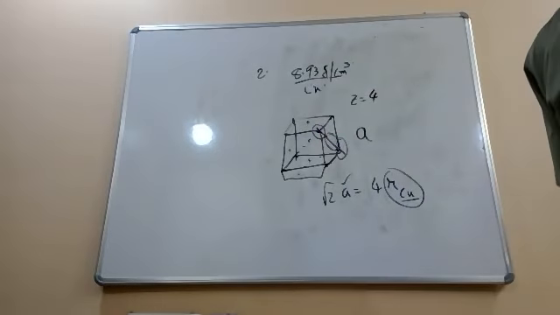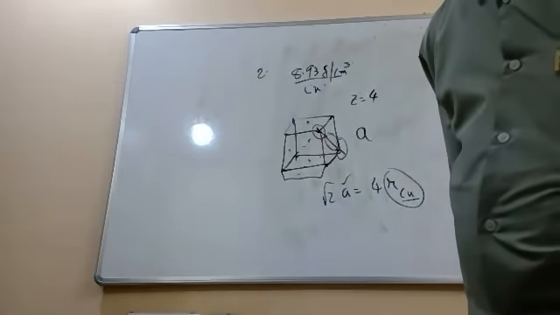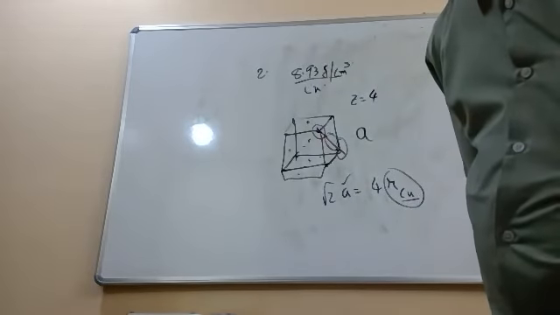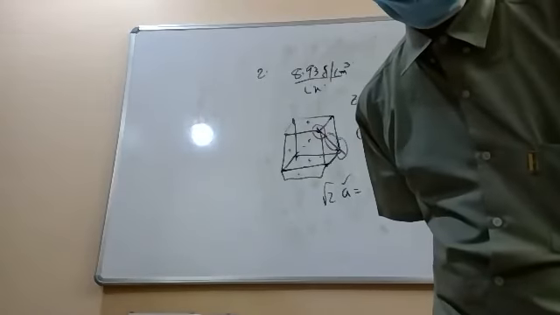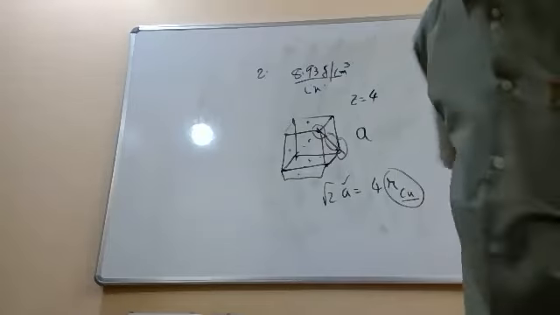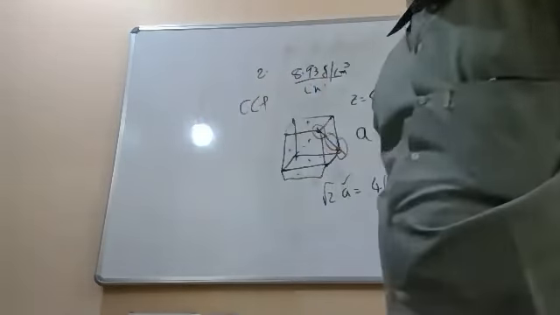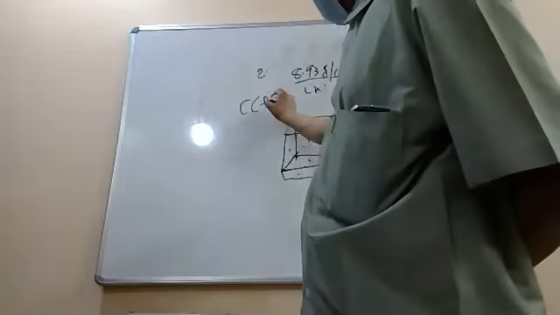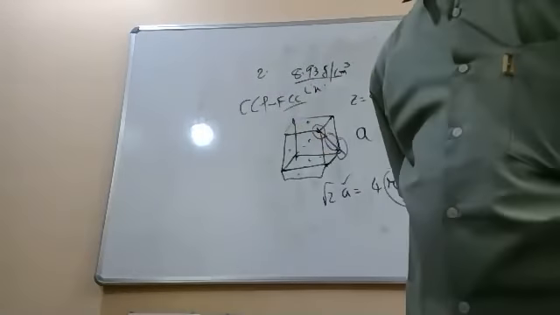The only thing I had trouble understanding is how did I know this was going to be a face-centered cube? It just said cubic close packing. Close packing is synonymous with face-centered cubes. It's a good question. CCP, cubic close packing, is synonymous with FCC, that is face-centered cubes.